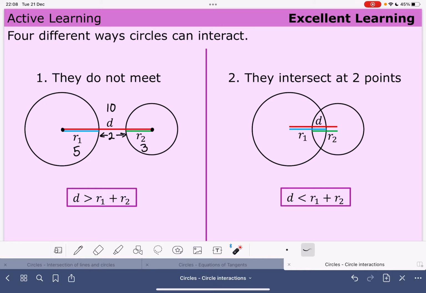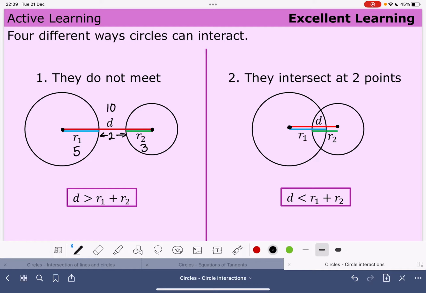Okay, so you can see from the 2 statements on the screen, and in fact from the 2 statements on the next screen as well, that it's always a comparison between the distance between the centres and some interaction between the radii of the circles. So if they don't meet, the distance is greater than the sum of the 2 radii. If they do meet, and again, let's take this distance here.